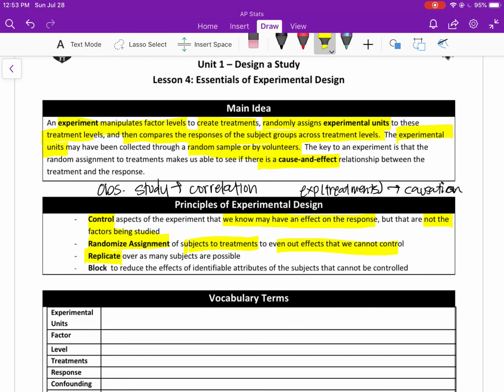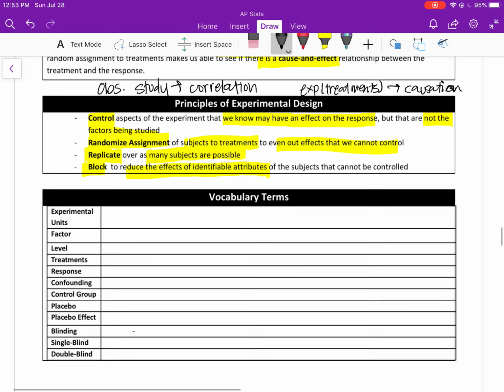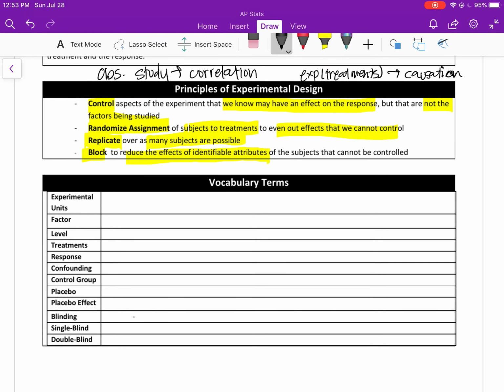Replicate over as many subjects as possible. And block to reduce the effects of identifiable attributes of the subjects that cannot be controlled. We'll get more into what blocking is in just a bit. So I'm going to go ahead and go over some vocabulary terms.